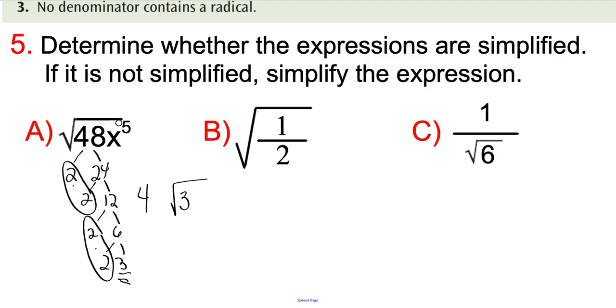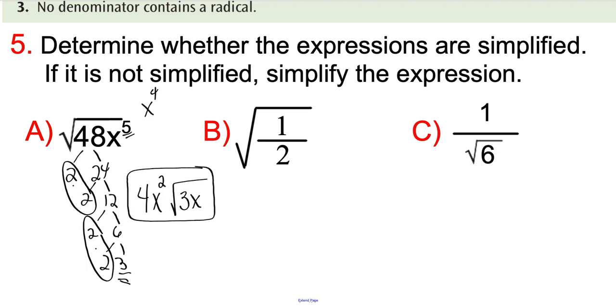And then same thing with x to the 5th. You ask yourself, how many nice groups of 2 can I get from x to the 5th? Well, I can get 2 nice groups because that's x to the 4th, right? So I have one of those left. So that goes back under.